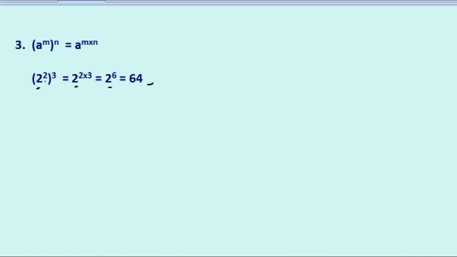Let me elaborate on this. 2 raised to the power of 2 means 2 into 2, 4. 4 raised to the power of 3 means 4 into 4, 16, into 4 will be equal to 64. Hope you have understood this. Let's move to the next one.